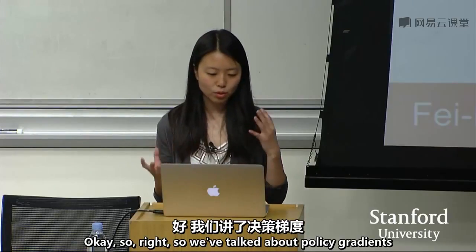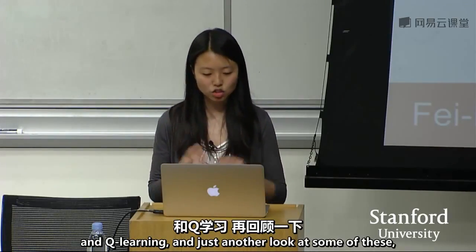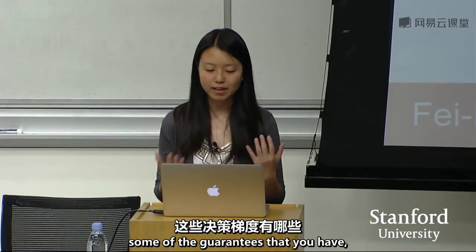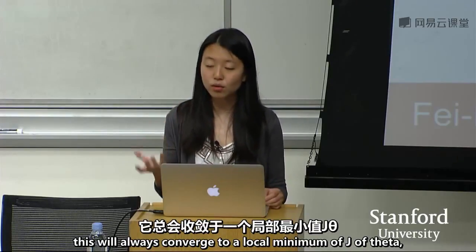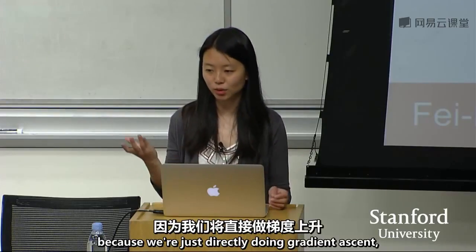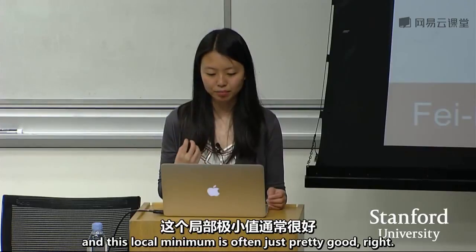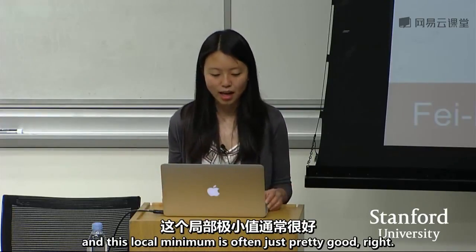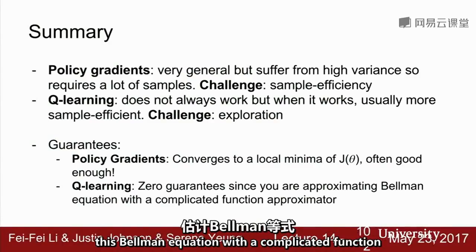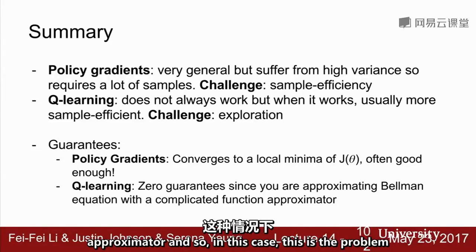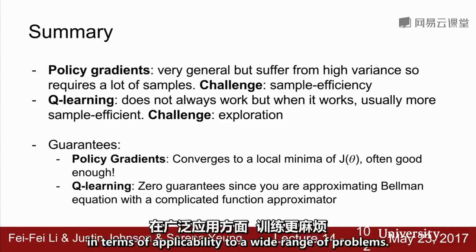Okay, so we've talked about policy gradients and Q-learning, and here's another look at the guarantees that you have. With policy gradients, one thing we do know that's really nice is that this will always converge to a local minimum of J of theta, because we're directly doing gradient ascent, and this local minimum is often pretty good. In Q-learning, on the other hand, we don't have any guarantees, because here we're trying to approximate this Bellman equation with a complicated function approximator, and so Q-learning is a little bit trickier to train in terms of applicability to a wide range of problems.